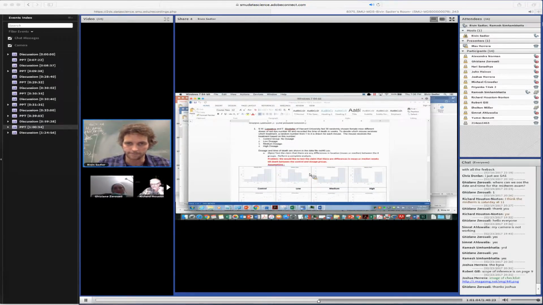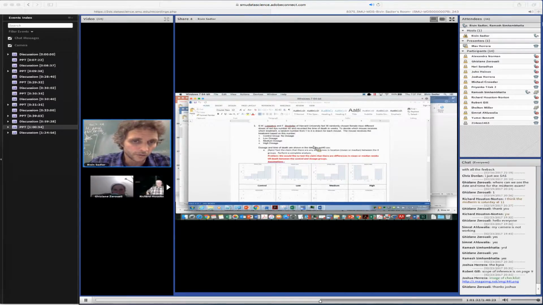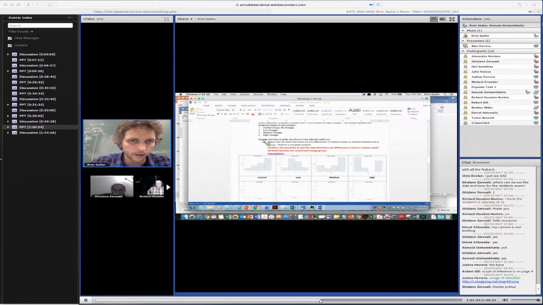Okay, so there is analysis question 2. We've got this Harvard study fed 38 randomly chosen female mice different doses of red dye number 40 and recorded the time to death in weeks. To decide which mouse receives the treatment, a random number from 1 to 4 is drawn for each mouse. The mouse receives the treatment based on this number. So there's four groups. Control group, low dosage, medium dosage, high dosage. So dosage and time of death are shown in the data file red 40. Test the claim that there are any differences in location, mean or median, between the 4 groups.